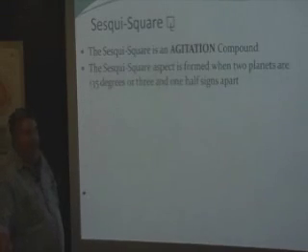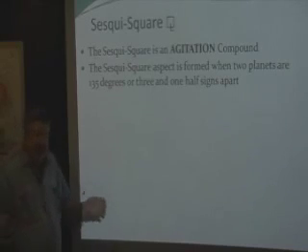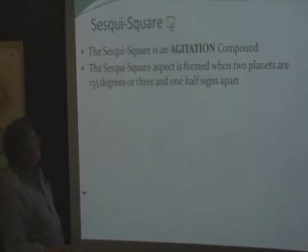Sesqui square, an agitation compound. What does your washing machine do when it's on the agitation cycle? It's lopsided. Ka-chunk, ka-chunk, ka-chunk. It was in a motion, a continuous motion. Right. It's shaking things up. So whenever planets are 3.5 signs apart, this is the compound that's formed, the agitation compound.